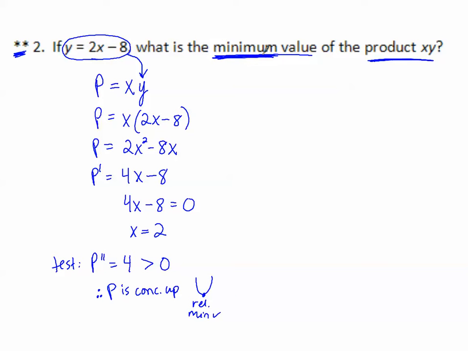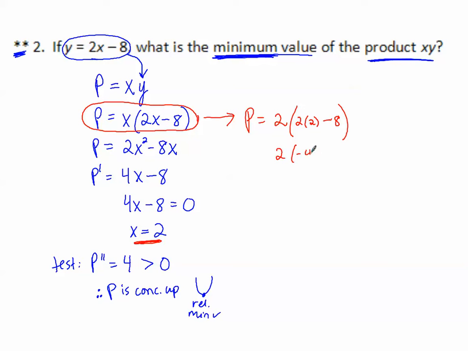Now, what is it that we want the minimum of? What is the minimum value of the product? So this time, it's not the x and the y we want, it's the minimum value of the product. So here's an equation for product, but that's in terms of x and y. If I only know x, I want to use the equation of product that only has x in it. So using this, the product is 2 times the x value minus 8. So it looks like 4 minus 8, negative 4. So negative 8. There's my minimum value of the product.